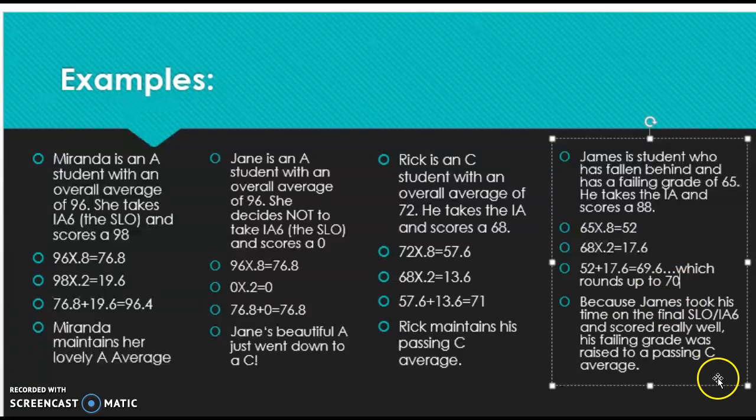And James took his time on the final SLO IA6 and he scored really well, and that brought his grade up to a C. So he is now passing for the semester.